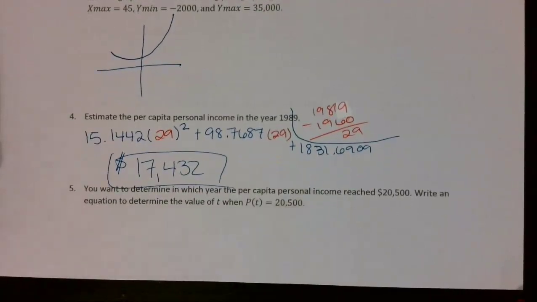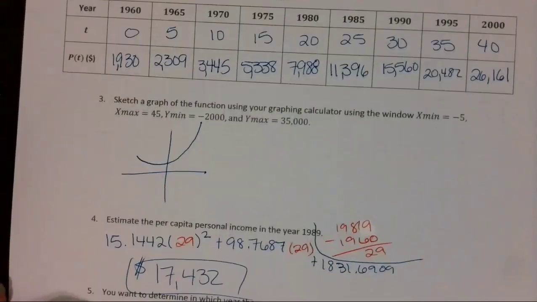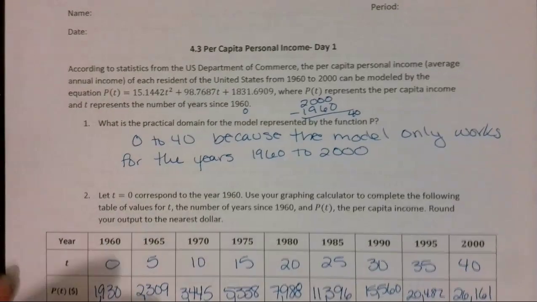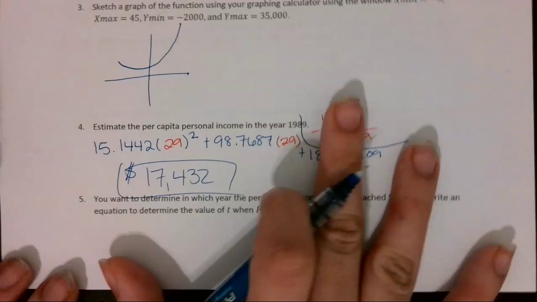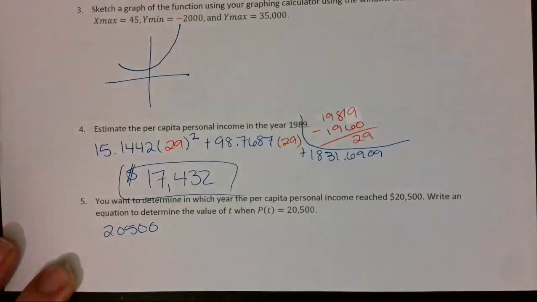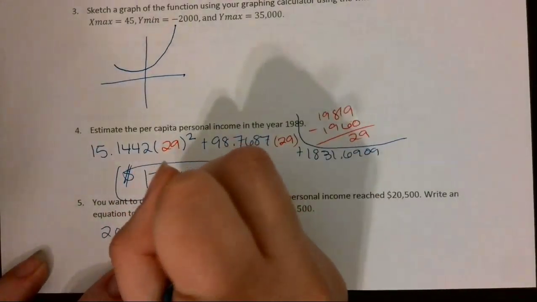Number 5 wants us to figure out when the personal income reaches 20,052. It wants us to write an equation to determine the value of t when this happens. So it's telling me P of t equals 20,500. I'm going to replace the P of t up here with the 20,500. So I'm going to write 20,500 with that.